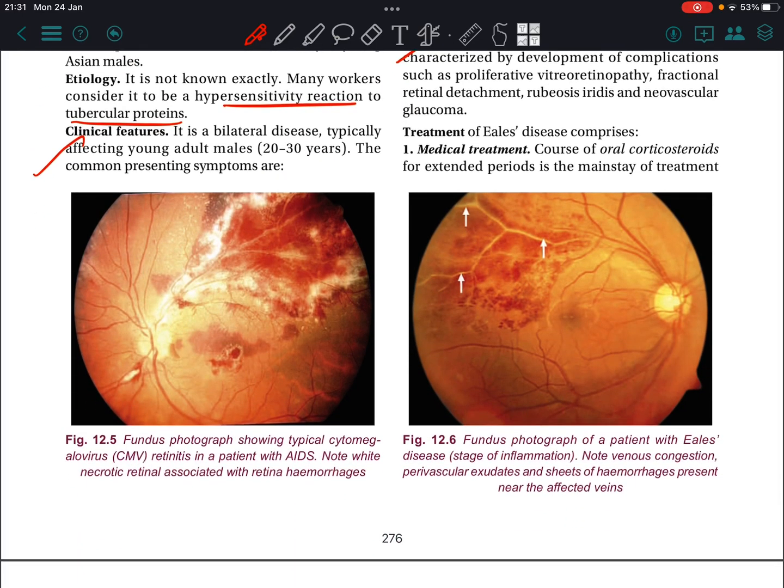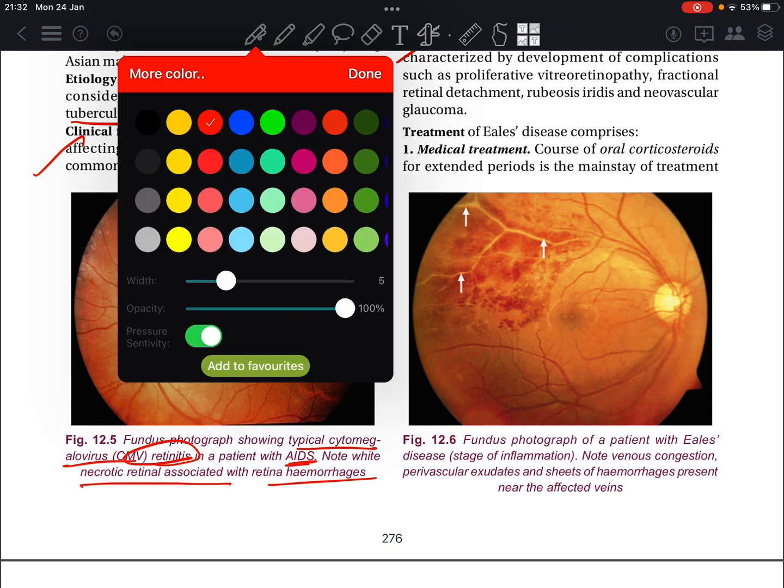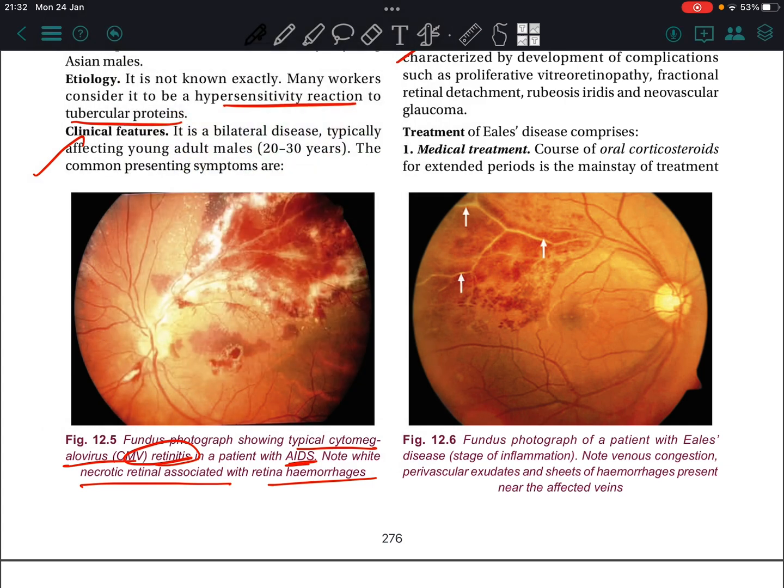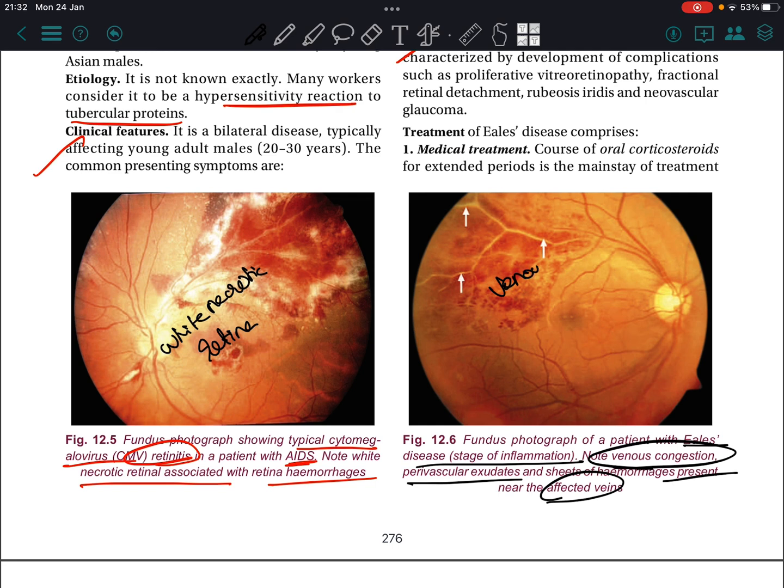Fundus photograph showing typical cytomegalovirus retinitis in a patient with AIDS. Note the white necrotic retina associated with retinal hemorrhages. Fundus photograph of a patient with Eales disease, stage of inflammation. Note the venous congestion, perivascular exudates, and sheets of hemorrhage present near the affected veins.